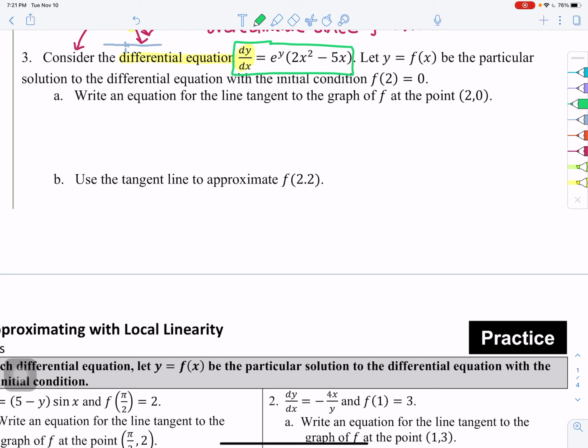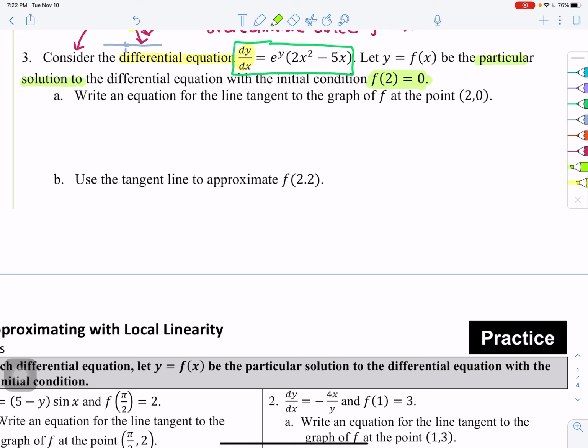And we've been doing that with implicit differentiation and just taking the derivative. We have dy/dx equals whatever. So this shouldn't bother us too much. Let's see what they want. Let y equal f of x be the particular solution. So here we go, another terminology, the particular solution. And here is the initial condition. So basically, we have a point and we have a formula to help us find the slope. A little bit confusing, but I think we'll be okay.